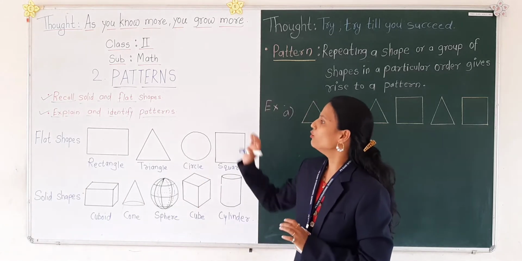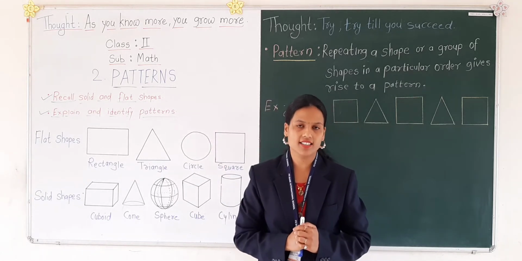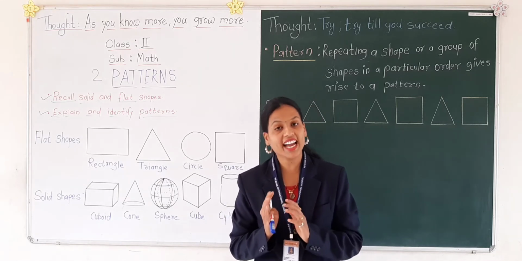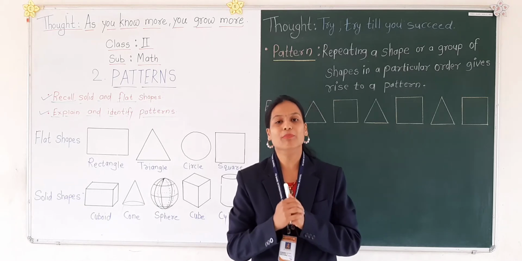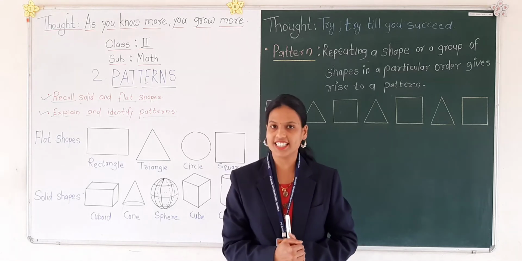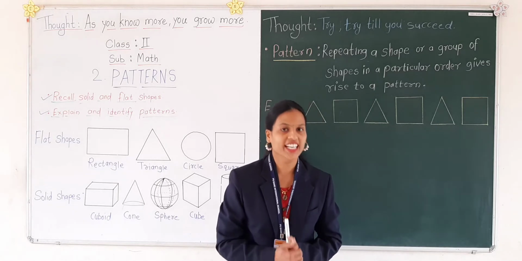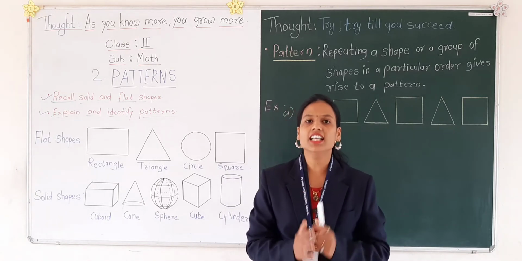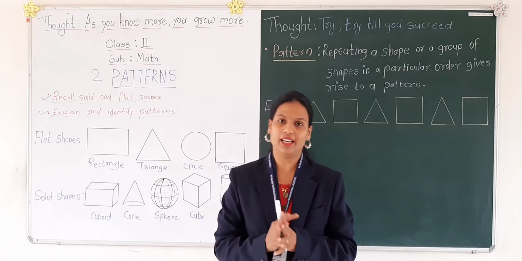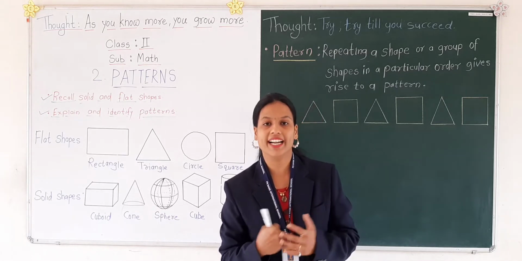Now we will start our actual second chapter, that is patterns. Do you remember, students, what is meant by pattern? Do you have any idea? Yes, obviously, because in class 1 also we have learned patterns. So what is meant by pattern? Very good. Patterns mean repetition of basic shapes. Repetition of basic shapes is called a pattern.